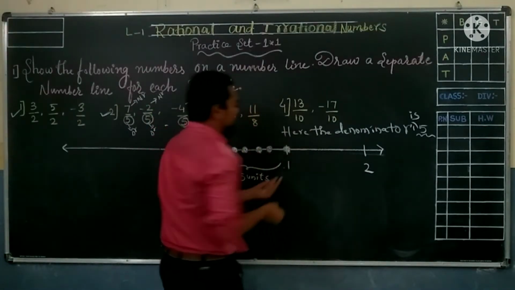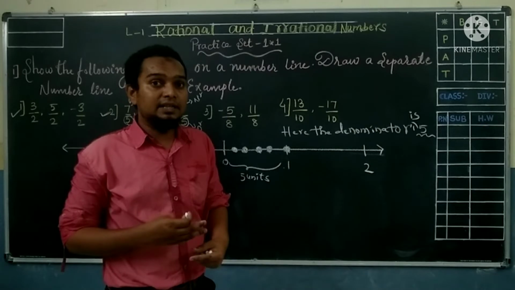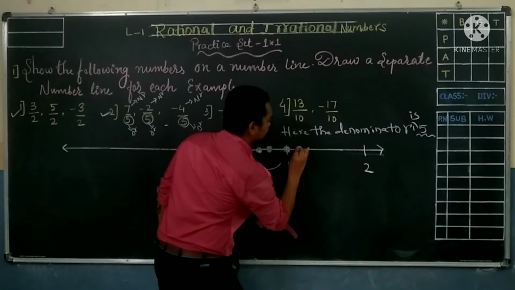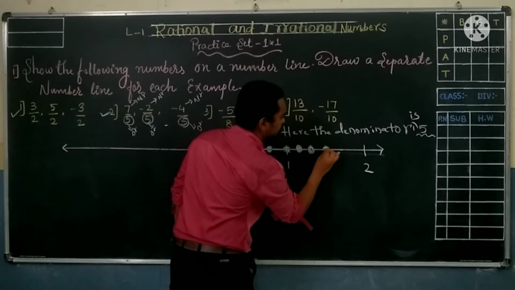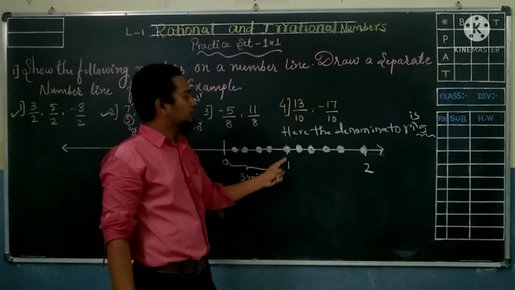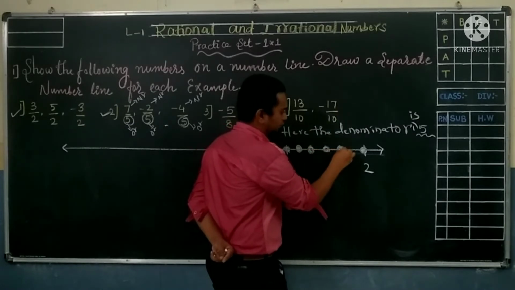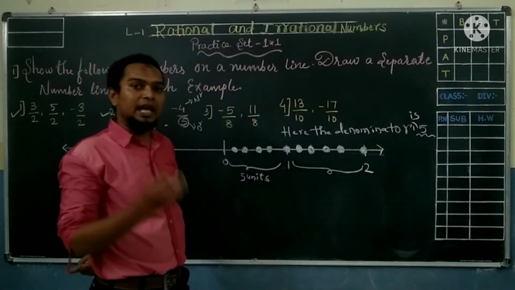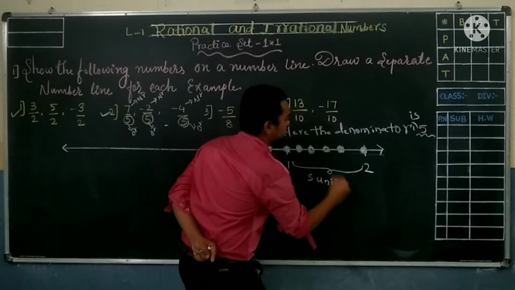Here also we will leave 1. Now we will mark these units. This is the first unit, second unit, third unit, fourth unit, and this is the fifth unit. The difference between 1 and 2, between every two numbers, is 5 units.